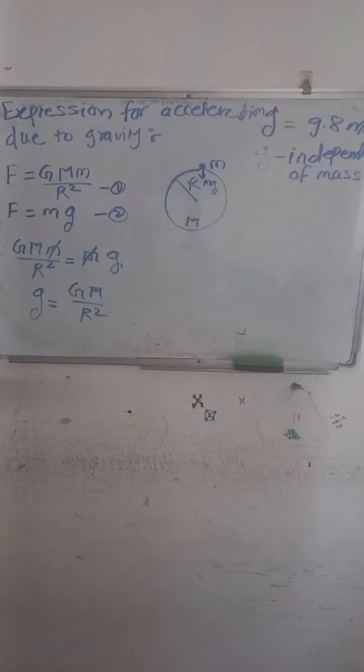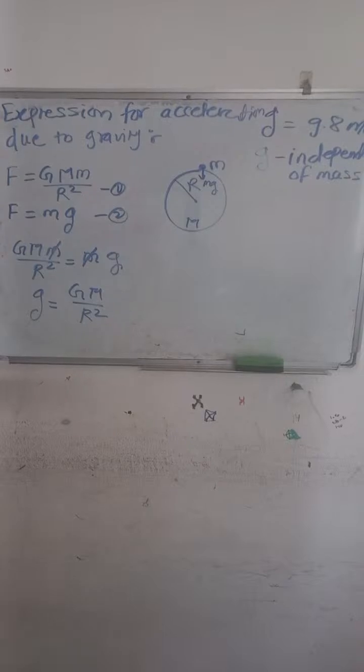The radius of the earth is normally taken as 6,400 kilometer. Getting this derivation? Can everyone get this? Okay, take a screenshot of this.